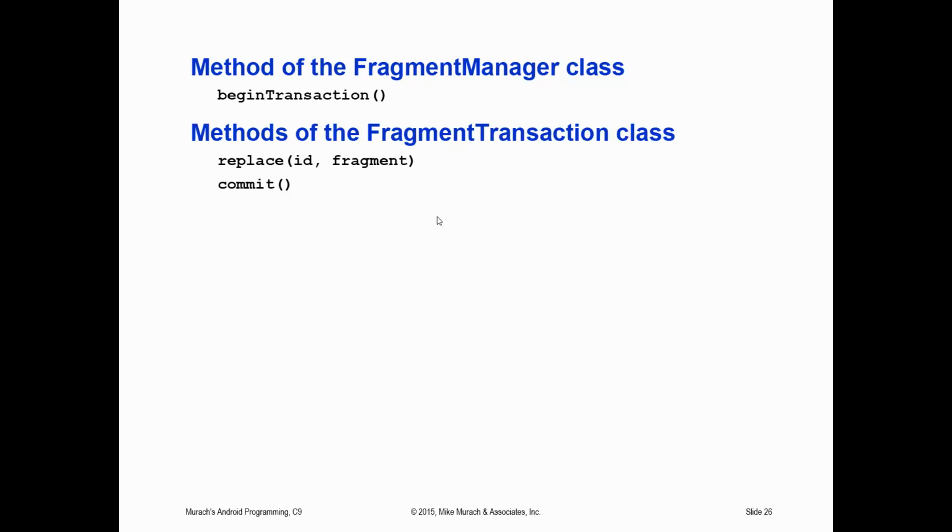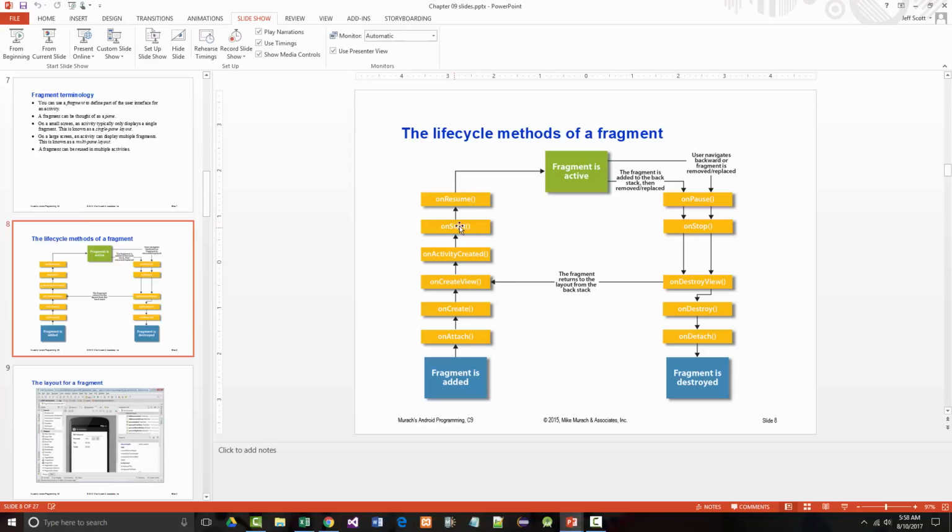The begin transaction begins a transaction and returns a fragment transaction object. The replace replaces the fragment in the container with the specified ID with an instance of the specified fragment object, and the commit finishes your transaction. Now that pretty much is it.